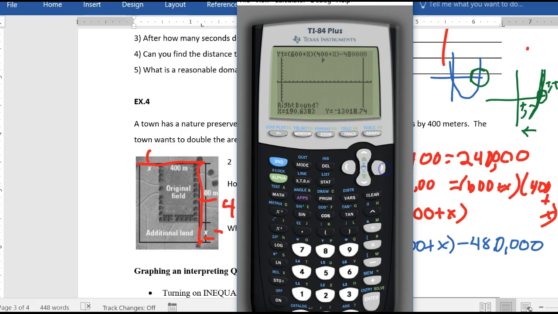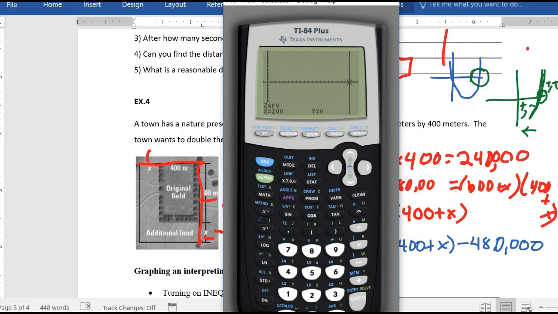I'm looking for y is positive. Y positive. Come on, y. Oh, there it is. Y is positive. I'll hit enter again. And it says guess, so I'll try to get close. All right, I guess that's as close as I can get, so I'll hit enter, and there's my answer.